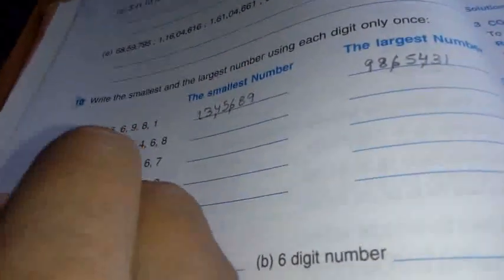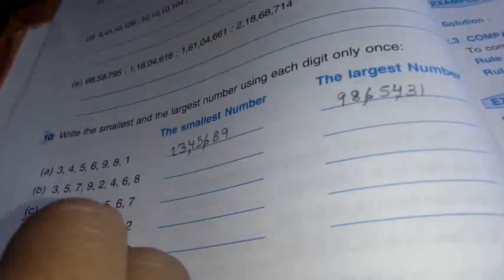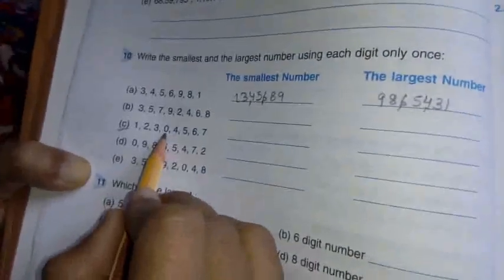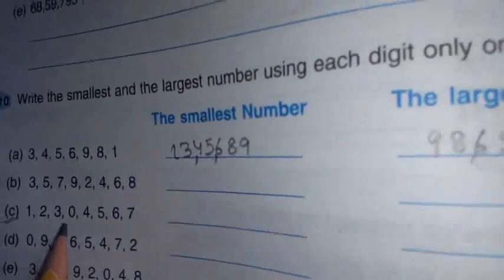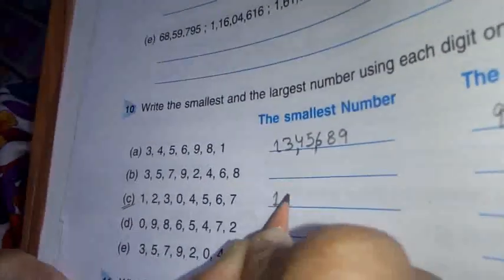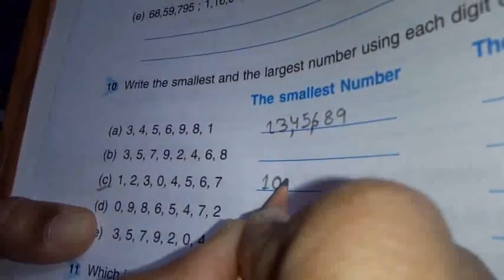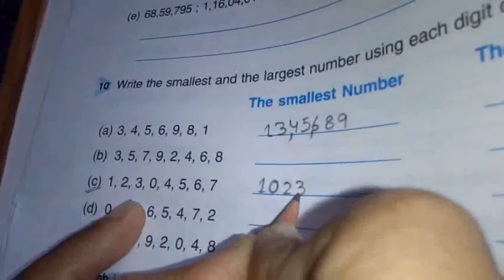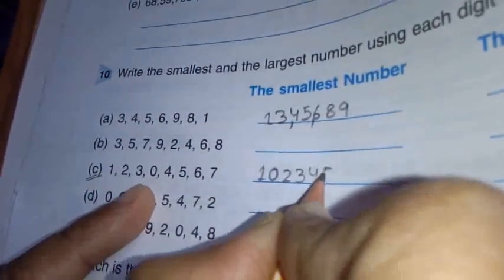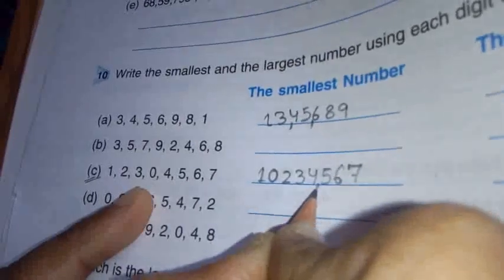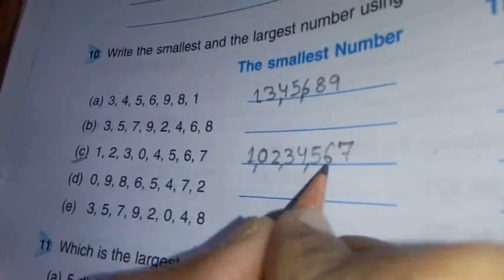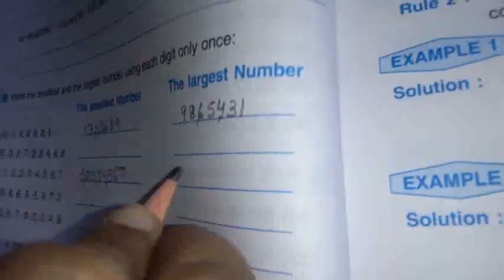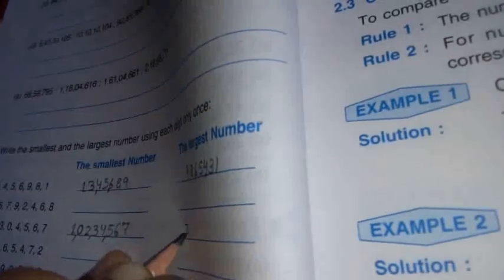If 0 is there in any number, we will see in question C. Here we can find 0 is there. For the smallest number, we will not start with 0. We will start with the next smaller number after 0, that is 1. So from 1 we will start, then we write 0, then 2, 3, 4, 5, 6, 7. So the number we are getting is 1,02,34,567.